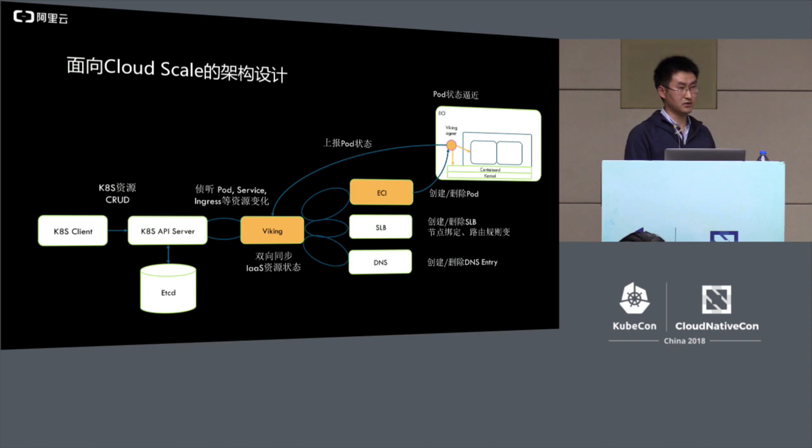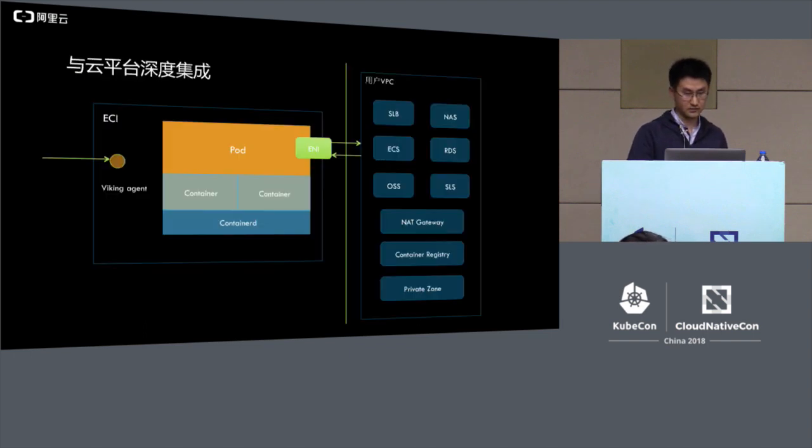So in the process of Viking creating the ECI, the process is not limited by the nodes. The only limitation is the storage of the ECI. So we don't have to depend on the node. Maybe the node is 96C. In this architecture, there's no limitation. You can create pods unlimitedly. 1,000 pods is possible, and they can run in parallel. So it's very different from traditional ones.